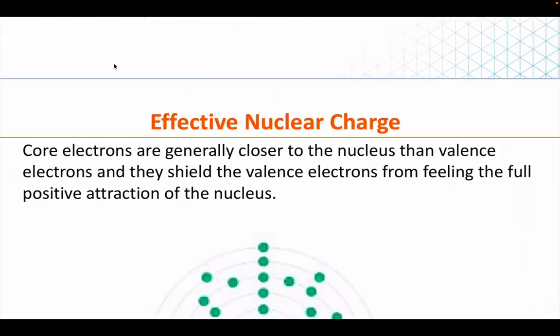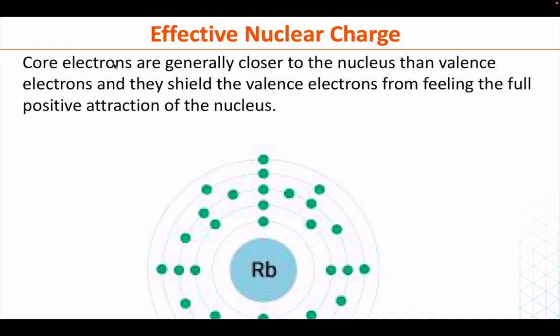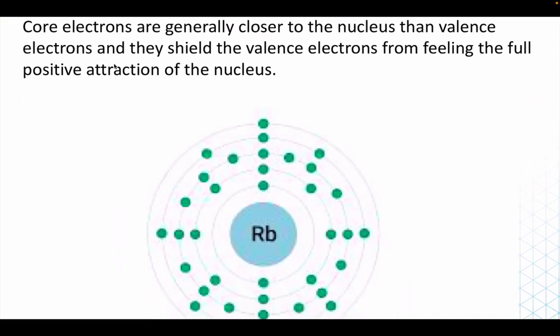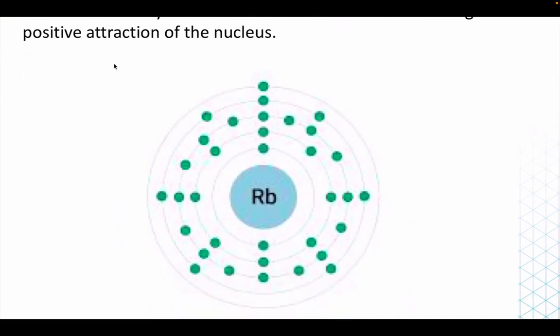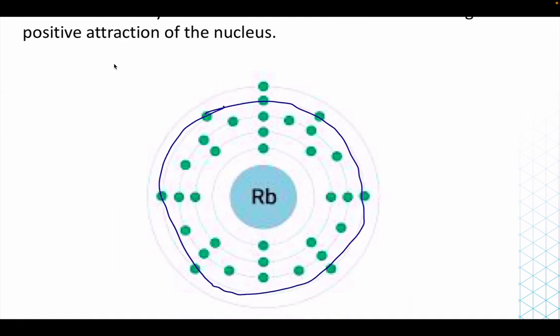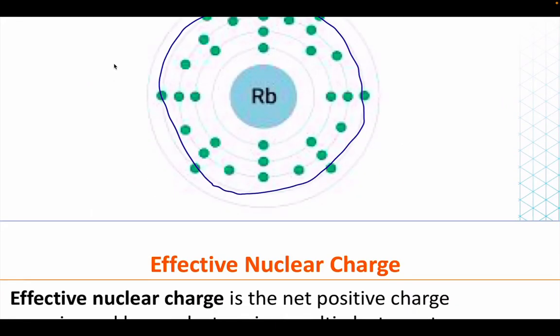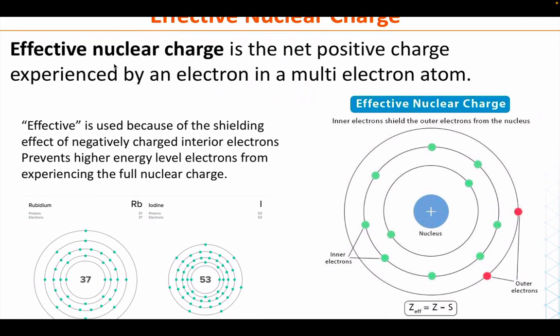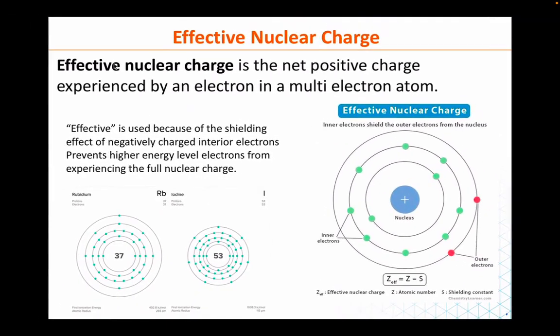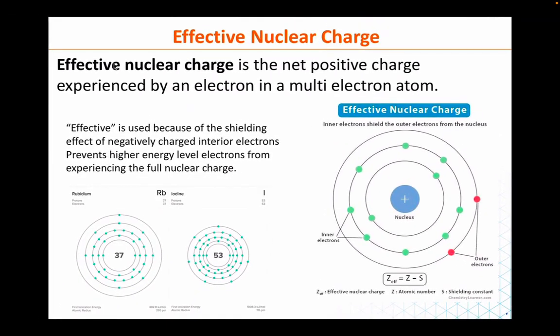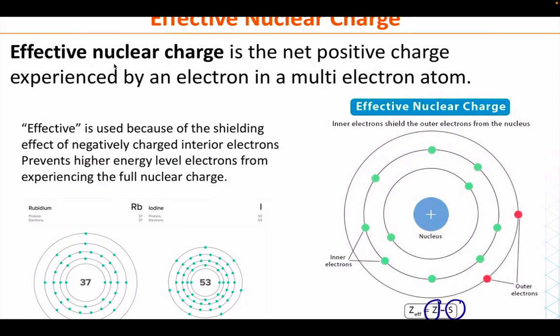So effective nuclear charge, you can actually calculate this by looking at the charge of the nucleus and then subtracting all of these shielding electrons. So that's the charge that the electron actually feels. We're not going to calculate it, but if it helps you to understand it, the formula is to take the atomic number minus all of the inner shielding electrons. But anyways, the effective nuclear charge is the actual net positive charge that the electron will experience.